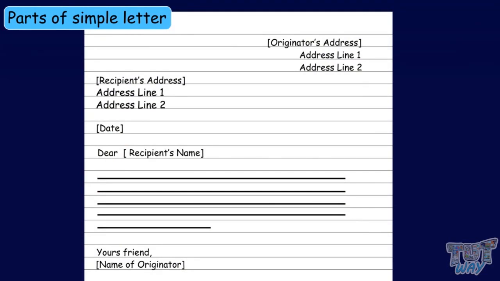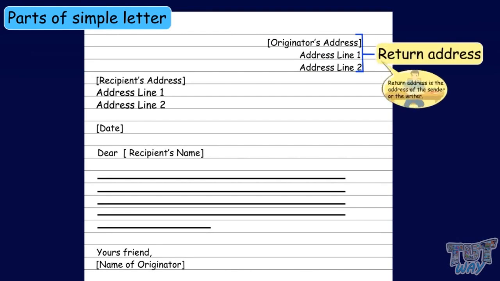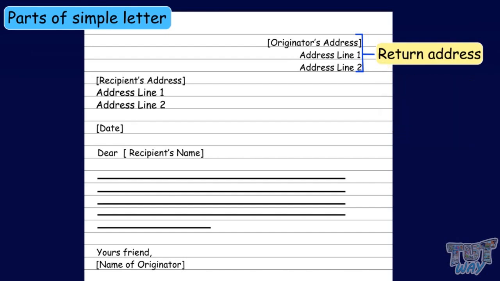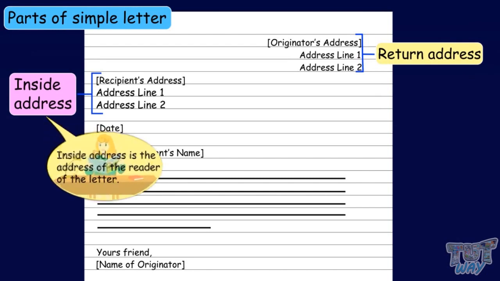At the very first, here is a return address, that is, the address of the sender or the writer. In case you are writing a letter from your side, you will write your address. Second, it's called the inside address. That is, the address of the reader of the letter, to whom you're writing the letter.